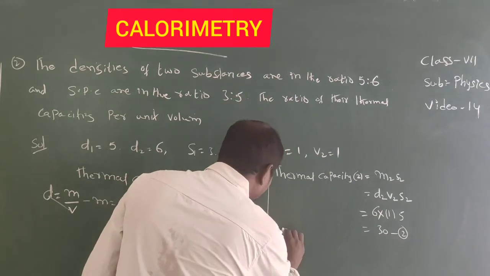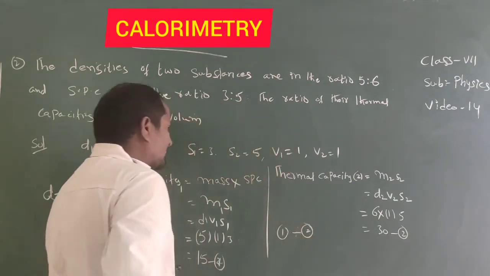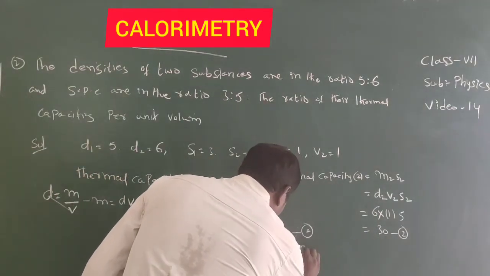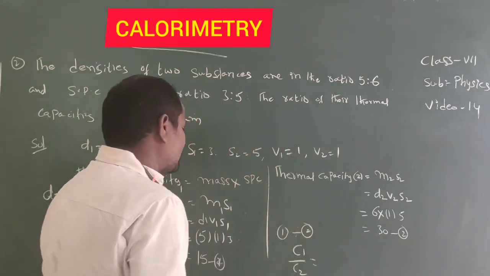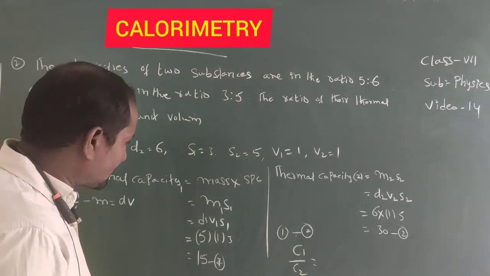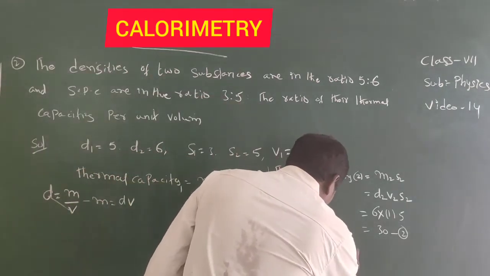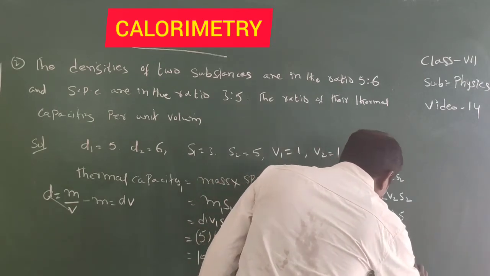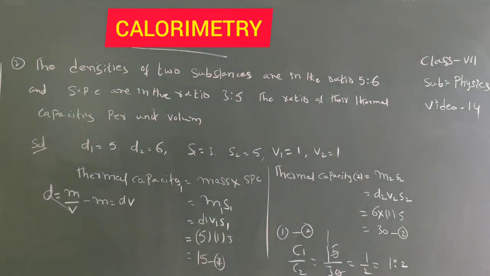So thermal capacity 1 divided by thermal capacity 2. So we can write C1 by C2, where C1 equal to thermal capacity 1, C2 equal to thermal capacity 2. So that equal to 15 by 30, that equal to 1 by 2, we can write 1 is to 2. The ratio of the thermal capacity equal to 1 is to 2. It is the second one.